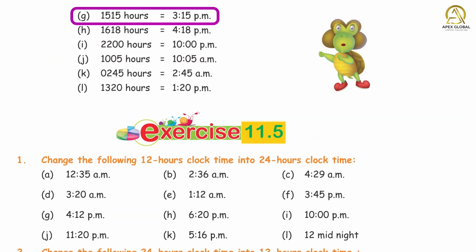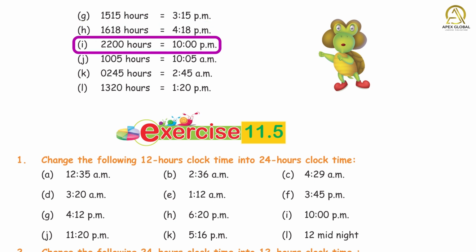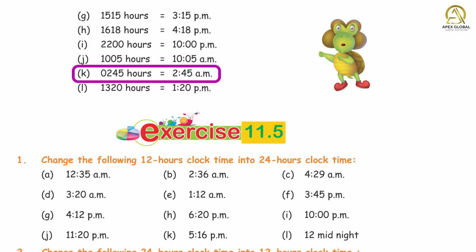G. 15:15 hours, 3:15 p.m. H. 16:18 hours, 4:18 p.m. I. 2200 hours, 10 p.m. J. 1005 hours, 10:05 a.m. K. 2:45 hours, 2:45 a.m. L. 13:20 hours, 1:20 p.m.